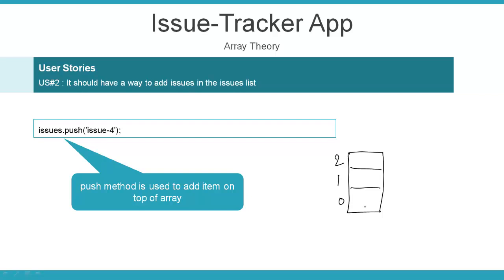If your first issue is added over here, this is issue 1, this is issue 2, this is issue 3. Now if you want to add another issue, and you use this issues.push method, this will put this particular data on top of this. So it creates this thing as a stack. Here your issue 4 will be created, and this pointer will be moving ahead, and this way your array will be created.